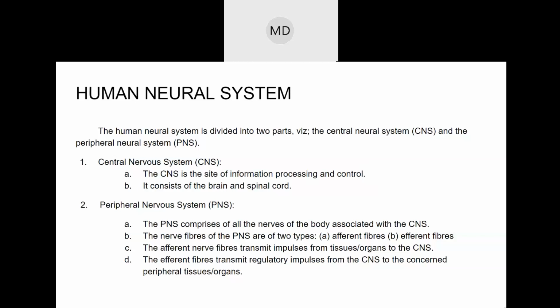So in CNS, what happens? CNS includes the brain and the spinal cord. Spine, all of you know, your backbone. But the PNS, the peripheral nervous system, includes all the nerves that are in our body. There are different nerves in our body, and all the nerves present in our body are included under the peripheral nervous system.